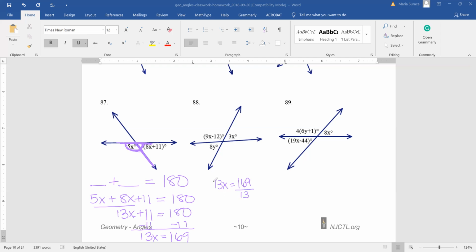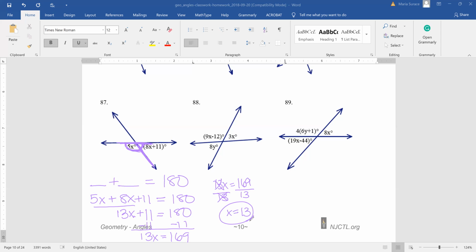When I do that, I get x equals 13 for number 87. Let's try 89 because 89 has two variables, which means I can't just solve for whichever one I want to solve for first. I have to use the information that's given to me, and that could be overwhelming.